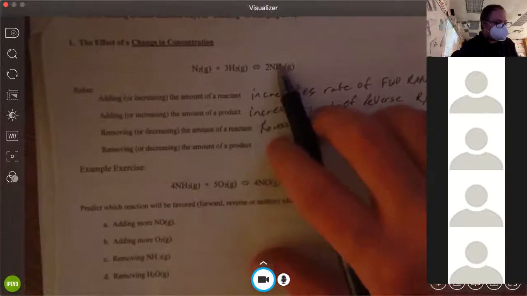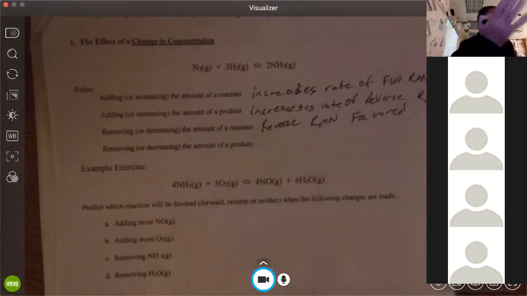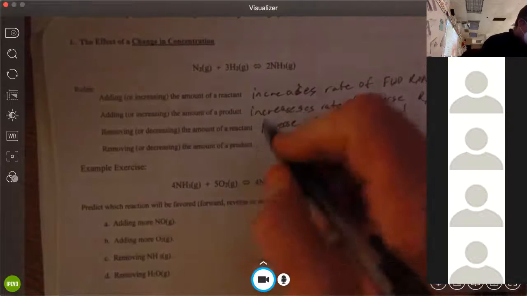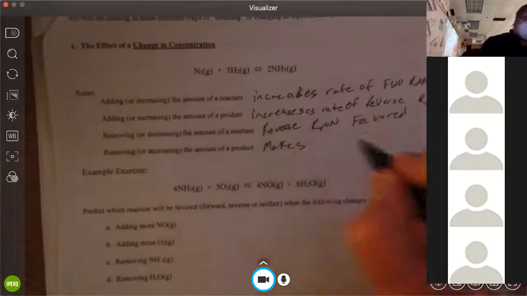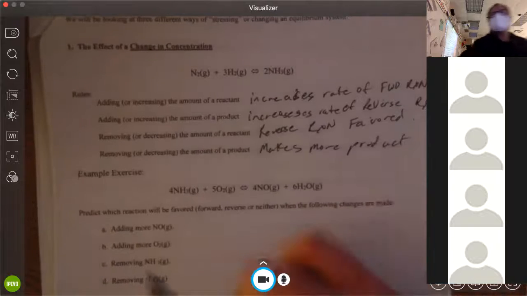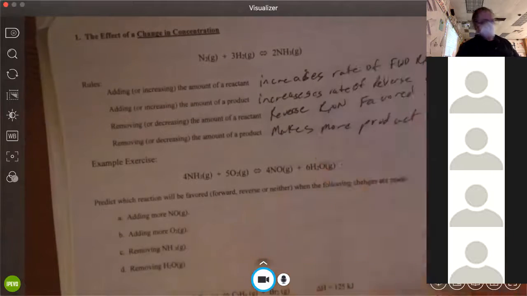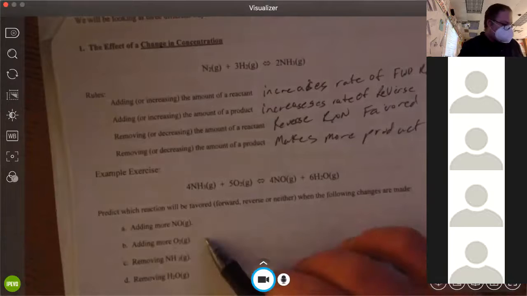Removing the product, well, we take out product. We're no longer at that 5-to-1 ratio. We're less than that, so the system needs to make more product. Yeah, we can just keep with the trend of saying it so many different ways. Makes more product. Or forward reaction favored, shift right, and so on.